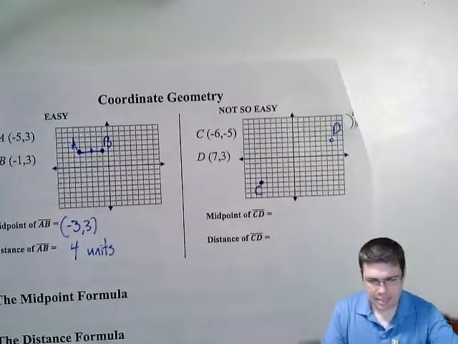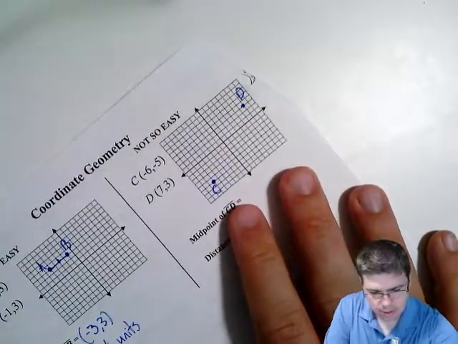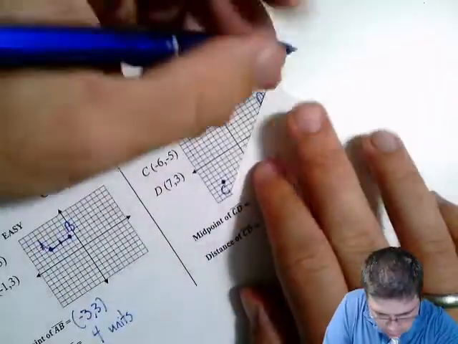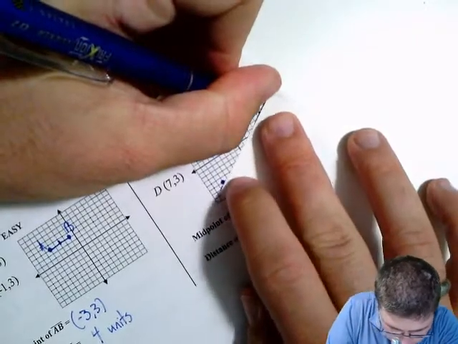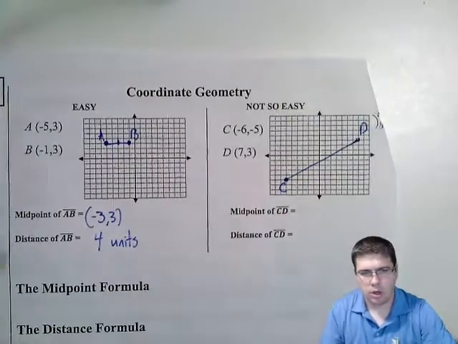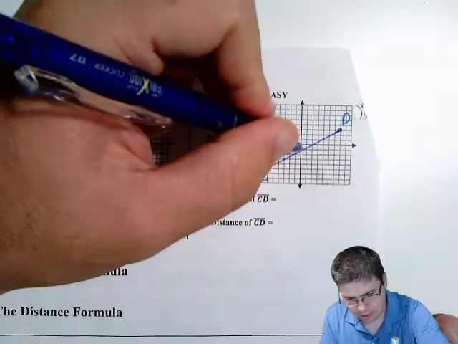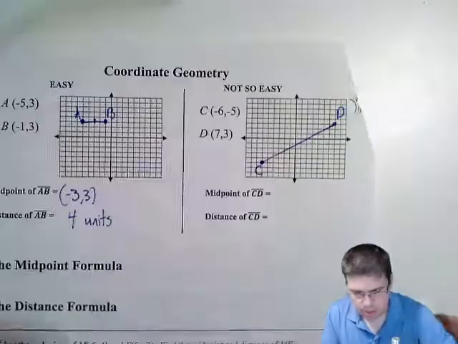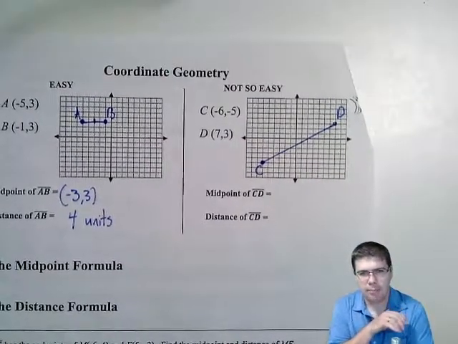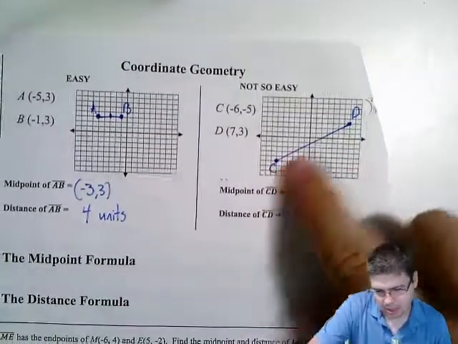Okay, so my segment here is, let me get a little straight edge. My segment is from there to there. All right, so that's the segment that we're talking about. Now it's not so easy. The midpoint, you can kind of eyeball it. It's somewhere in the middle there, but it's certainly not as easy, especially since the distance is not as easy.